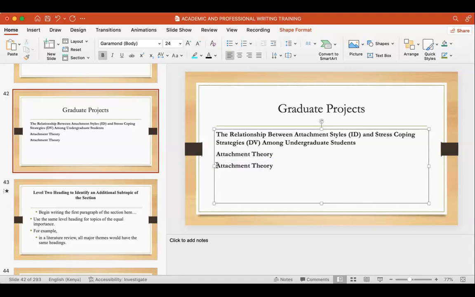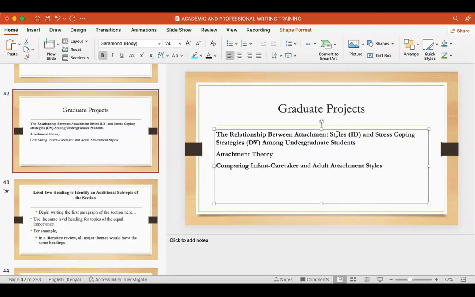Okay, I'll say comparing infant caretaker and adult attachment styles. Okay, so because you're talking about undergraduate, that means these are not children, these are grown-ups.